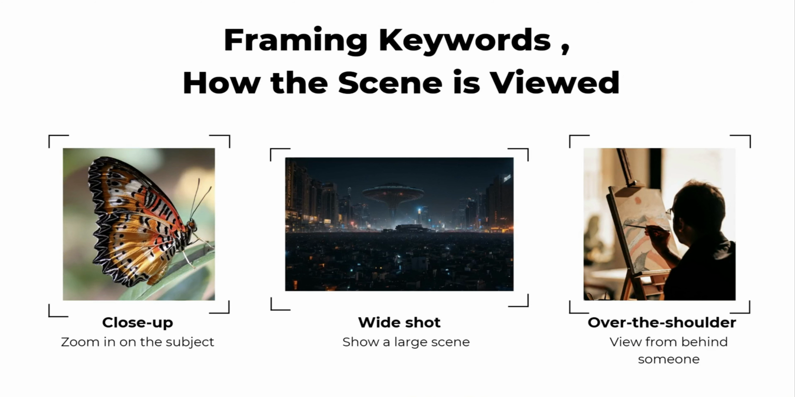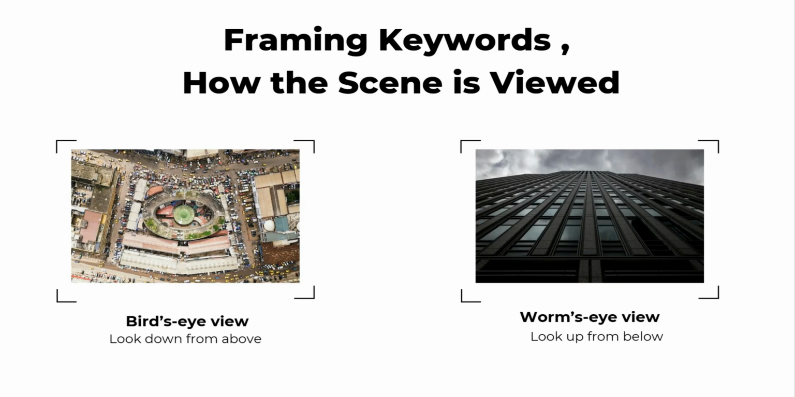The next item is over the shoulder. View from behind someone. For example, over the shoulder view of a man painting. The next is bird's eye view, and it looks down from above. For example, bird's eye view of a busy marketplace. The last one is worm's eye view. It looks up from below. For example, worm's eye view of tall buildings.